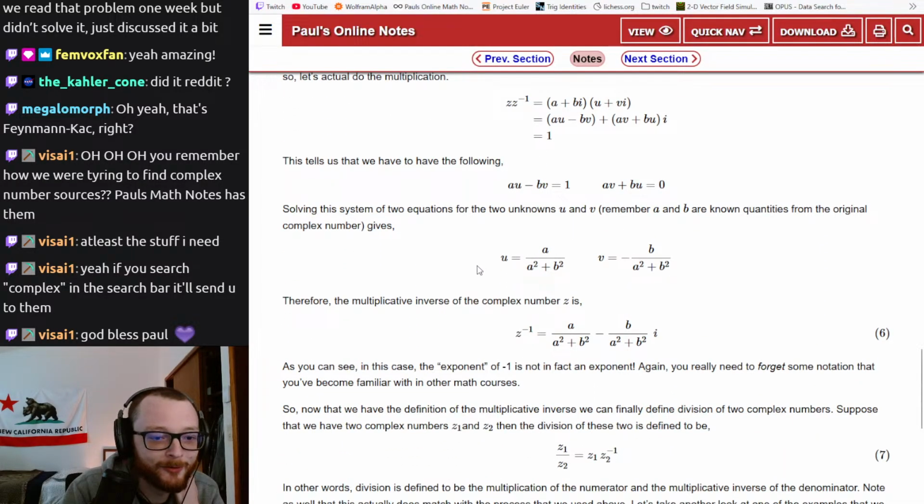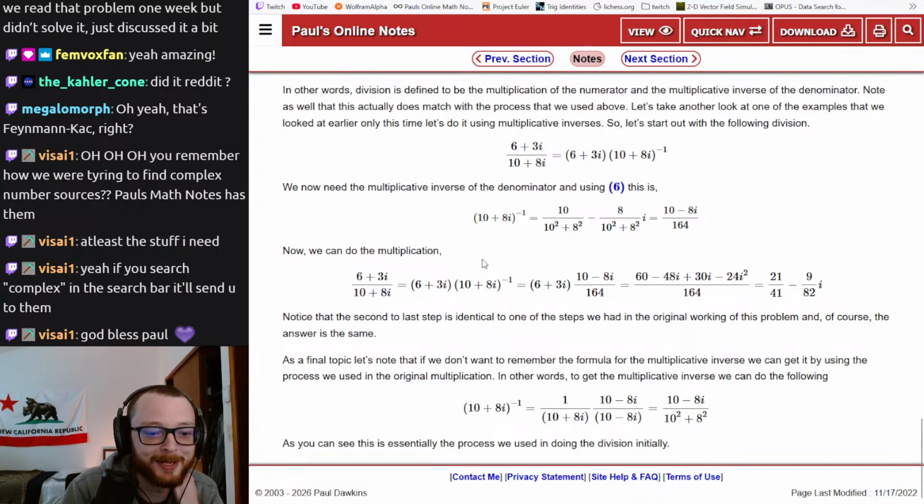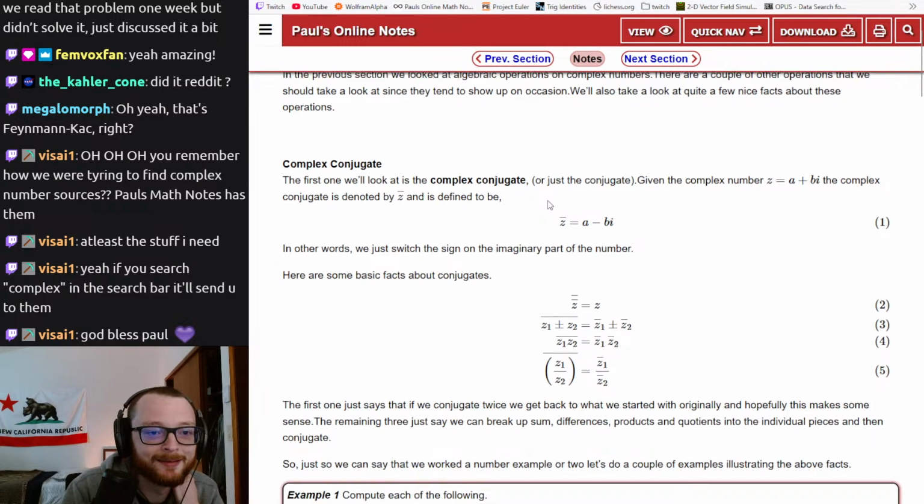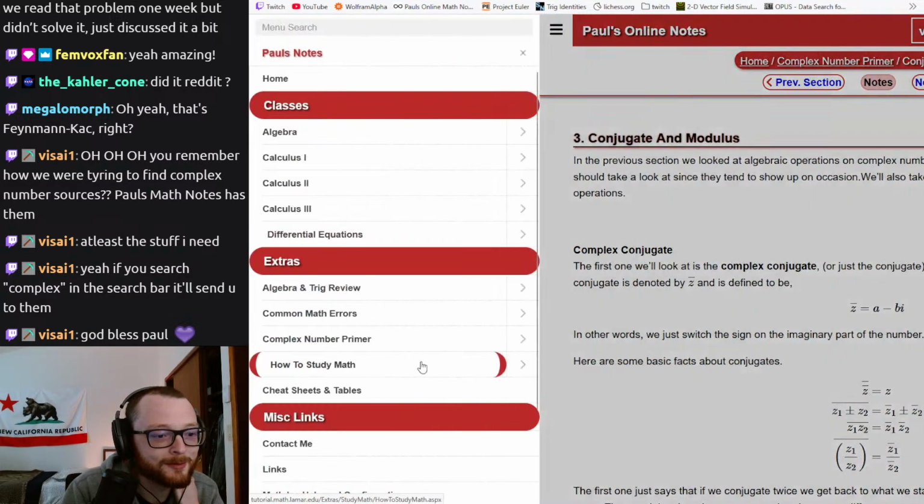Man, I would love to have a puzzle line notes for PDEs. That would be a big help to me right now. This is not even in the tree. Oh, it's right there. I just never even saw it.